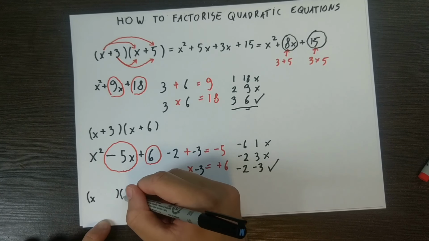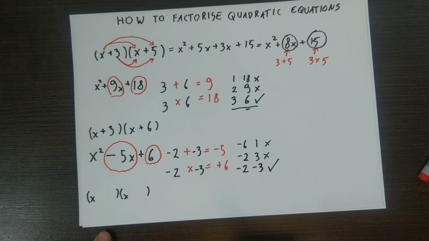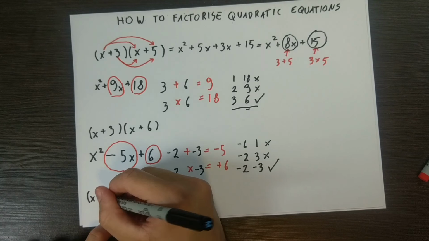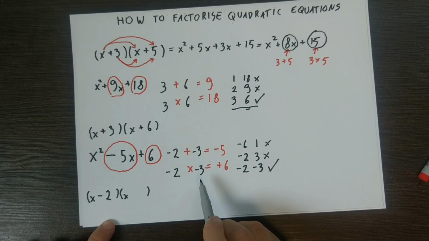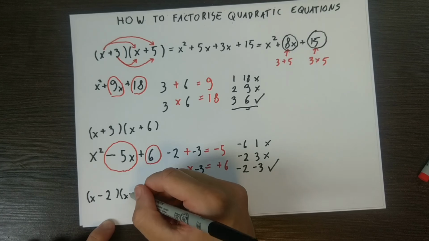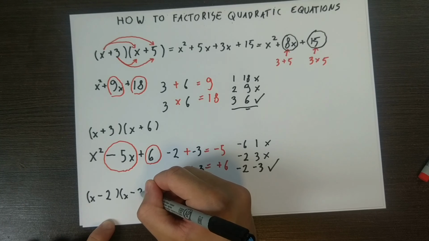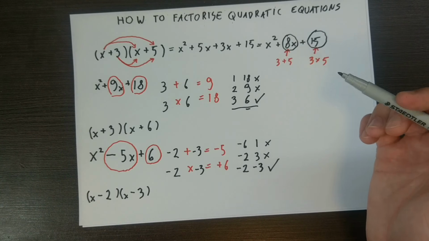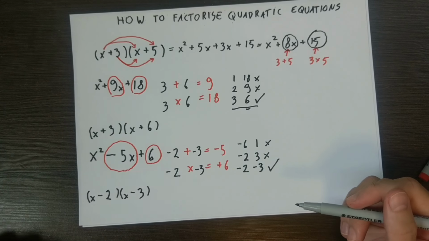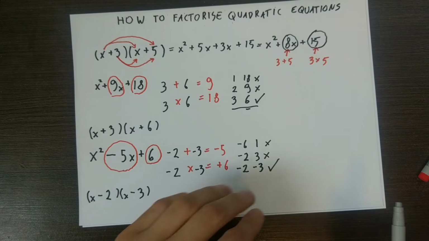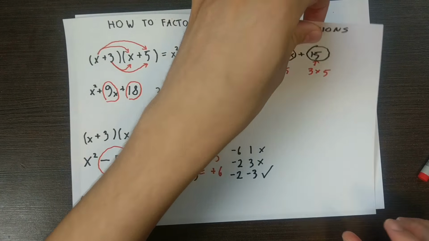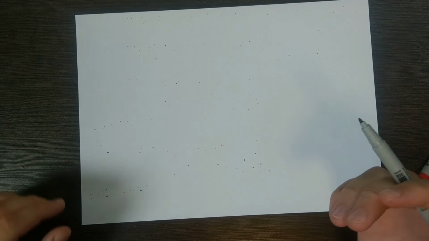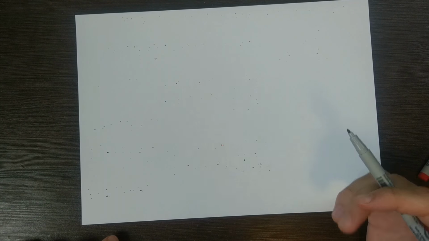We put x in each. And now we just need to be careful with the signs. So we have here negative 2, so x minus 2. And we have a negative 3, so here we can do x minus 3. And there we go. This is our answer. So these are relatively simple equations. And now we can move on to a bit more complex equations.